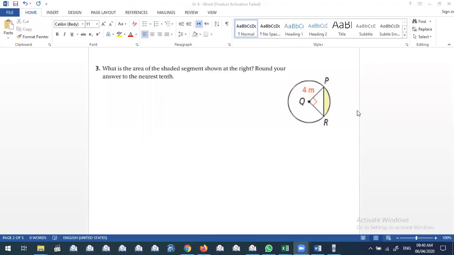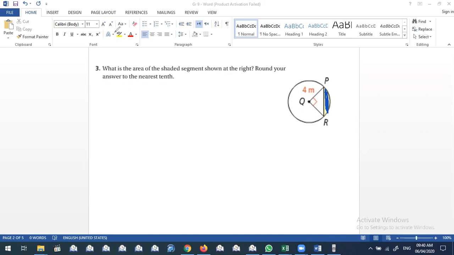Okay, let's solve another exercise about this problem. What is the area of the shaded segment? Here we need to find the area of this segment. So we need to find the area of the sector PQR, number one, and the area of the triangle PQR also, and make minus.